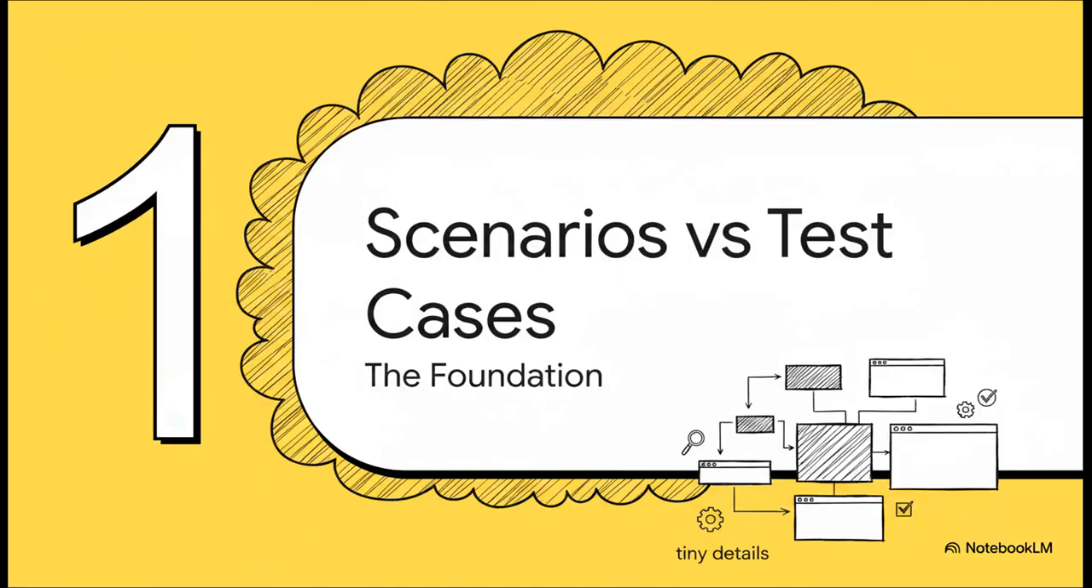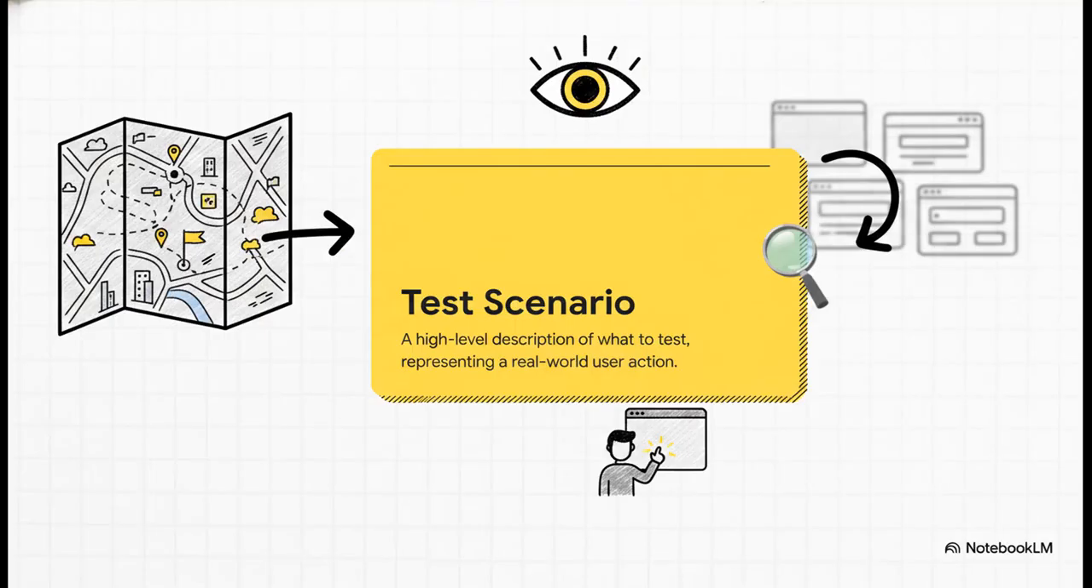Okay, let's kick things off with Section 1, Scenarios versus Test Cases. We'll start big picture. Basically, a test scenario is a super high-level description of what needs to be tested. You can think of it as a representation of a real-world user action. It's not going to hold your hand and tell you exactly what button to click or what to type. It just gives you the overarching goal. It's the map we use before zooming way, way in.